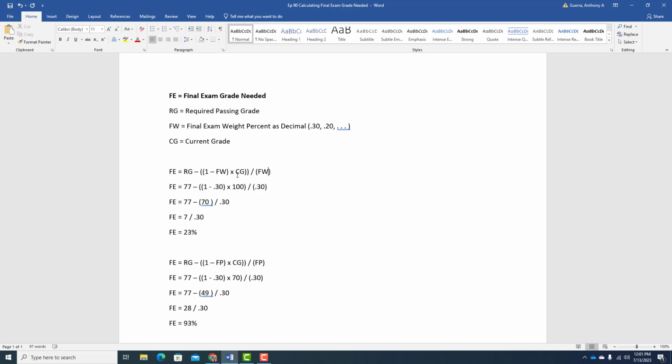So what does this look like in practice? We're saying that our final exam grade needed is going to be, we're going to call our required passing grade a 77. We're going to say our final exam weight is 0.30. And we're going to say that our current grade is 100%. That's the best you can possibly do. So 77 minus 70 divided by 0.3 ends up being 7 divided by 0.3. This person who has 100% in the class going into the final just needs 23%. So if there's 4 questions on multiple choice, probability would say that if they picked all C, they should pass with the final.